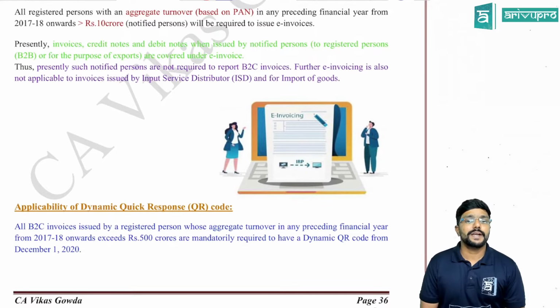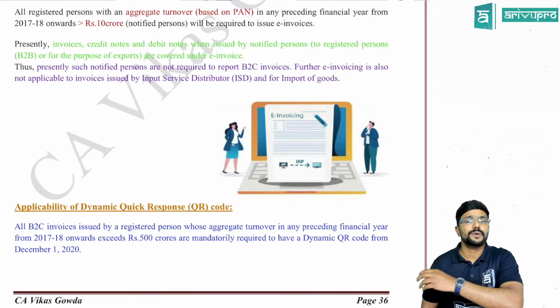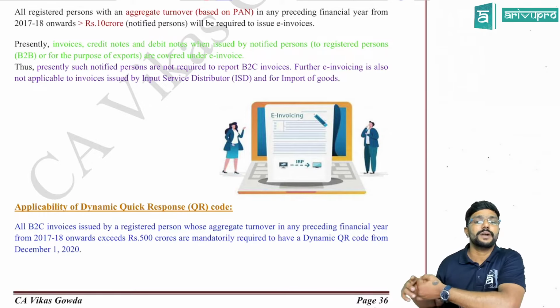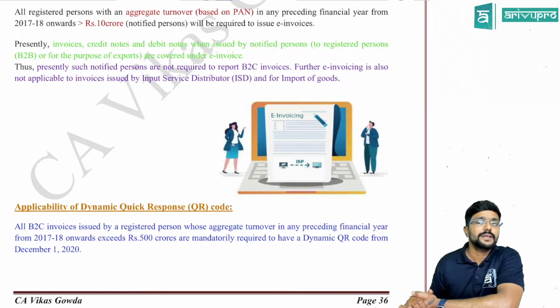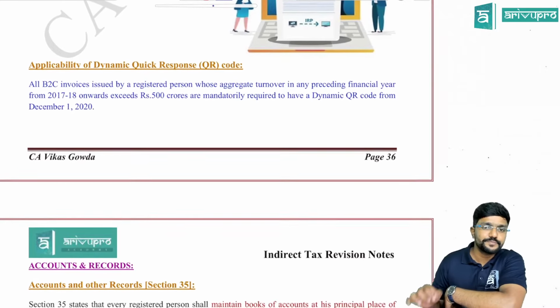So invoice, credit note and debit note when issued by the notified person, that is to a registered person in case of B2B supply or for the purpose of exports, are covered under e-invoice. But presently such notified persons are not required to report B2C invoices. That is, if the recipient is unregistered. Further, e-invoicing is also not applicable to the invoices issued by input service distributor and in case of import of goods.